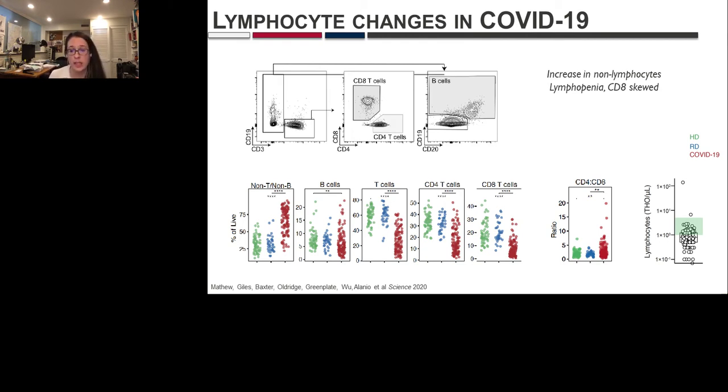This loss of lymphocytes is also reflected in the clinical data. This is looking at the all lymphocyte count. And what you can see is approximately half of our patients are clinically lymphopenic. So we wanted to understand, of these remaining lymphocytes, what is their phenotype?